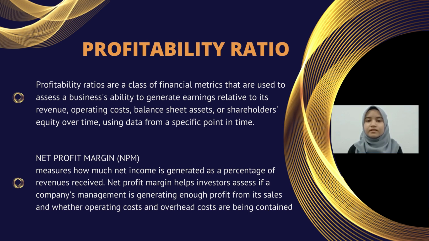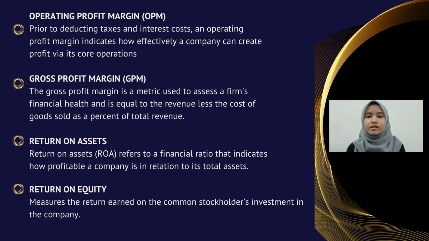Next, profitability ratios. Profitability ratios are a class of financial metrics that are used to assess a business's ability to generate earnings relative to its revenue, operating costs, balance sheets, or shareholders' equity over time, using data from a specific point in time. So, we will discuss net profit margin, operating profit margin, gross profit margin, return on assets, and return on equity.